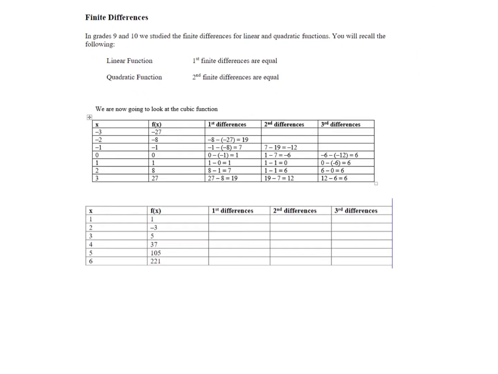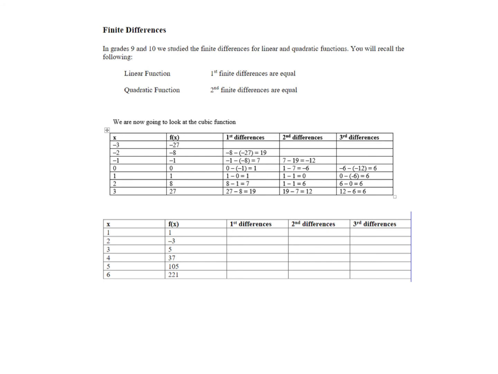Then there's a little bit on finite differences. If you remember from grade 9, grade 9 was entirely about whether a function was linear or nonlinear. And how did we determine that? If we had a table of values, we looked at those first differences. So we looked at the differences in the y values. We can find that by just subtracting a y value from the y value before it.